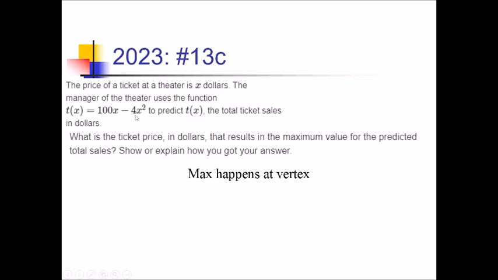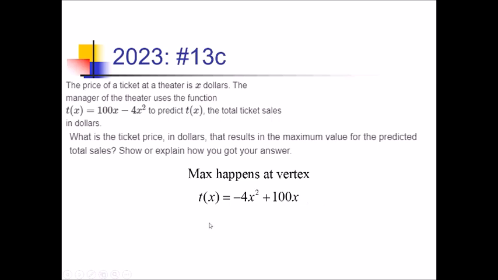All right, well, we have a formula for dealing with things that are in standard form for finding the vertex. So I'm going to first put this in standard form. I'm going to rewrite this as negative 4x squared plus 100x. I'm just putting the squared thing first. And now I can think about this as something in the form of ax squared plus bx plus c.